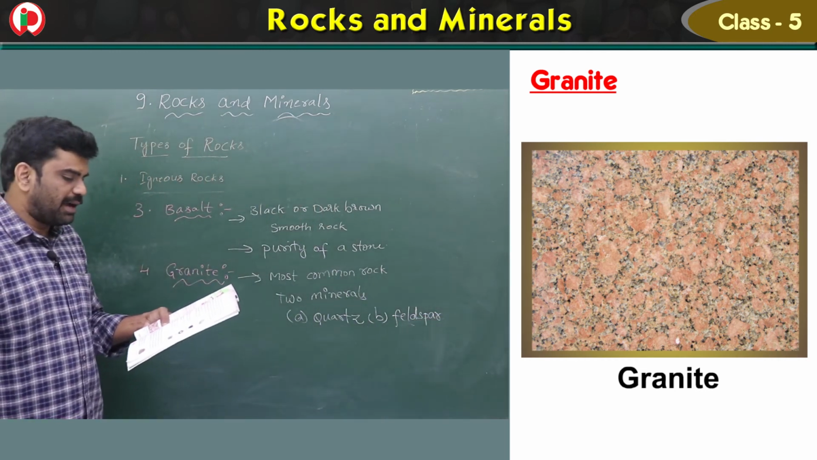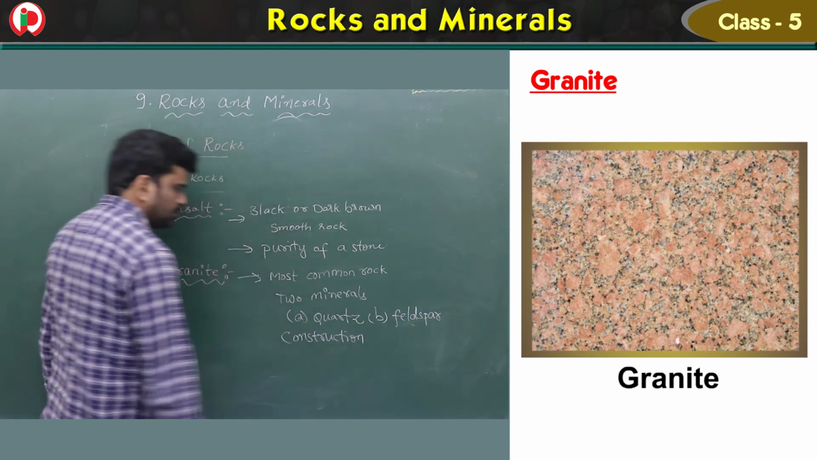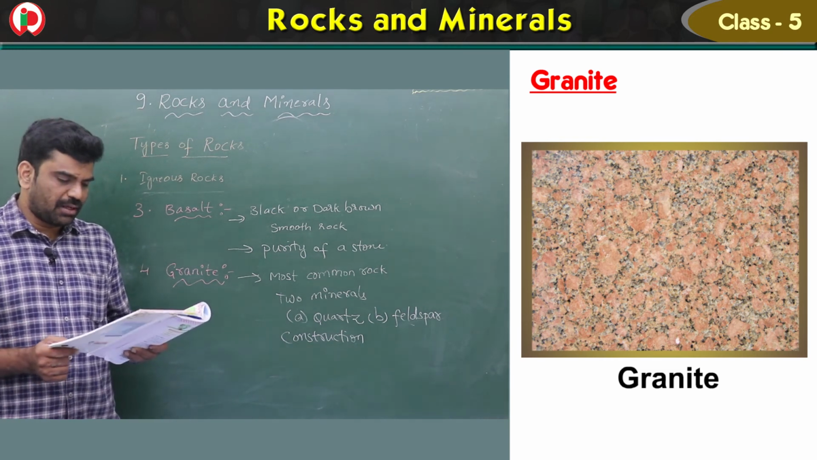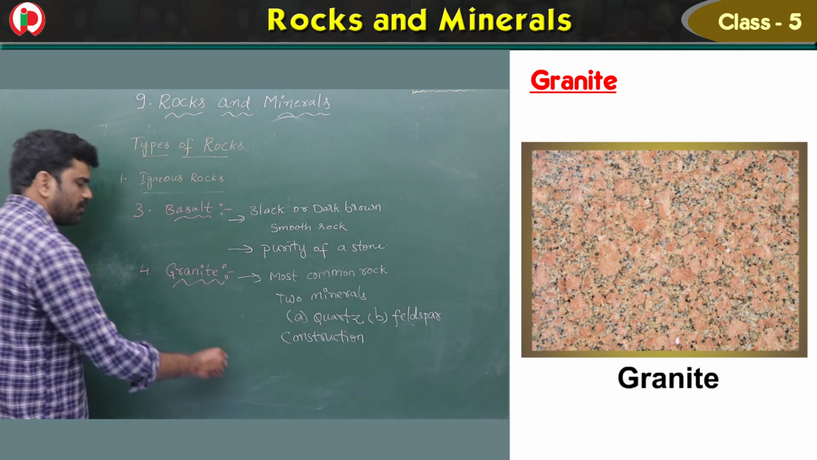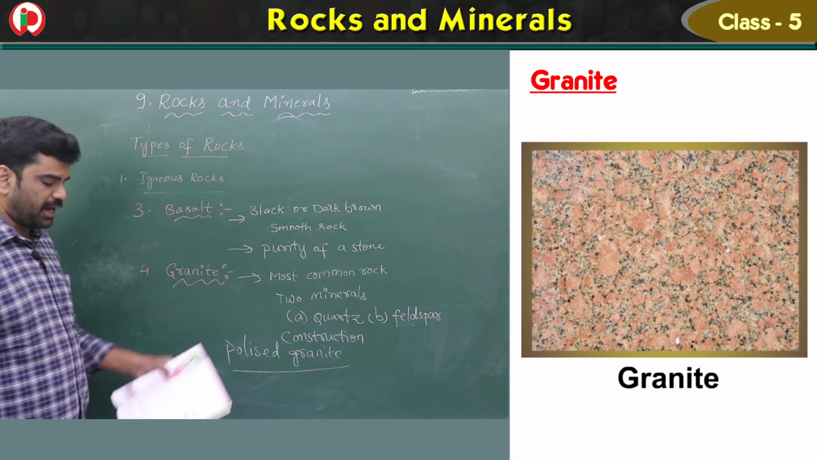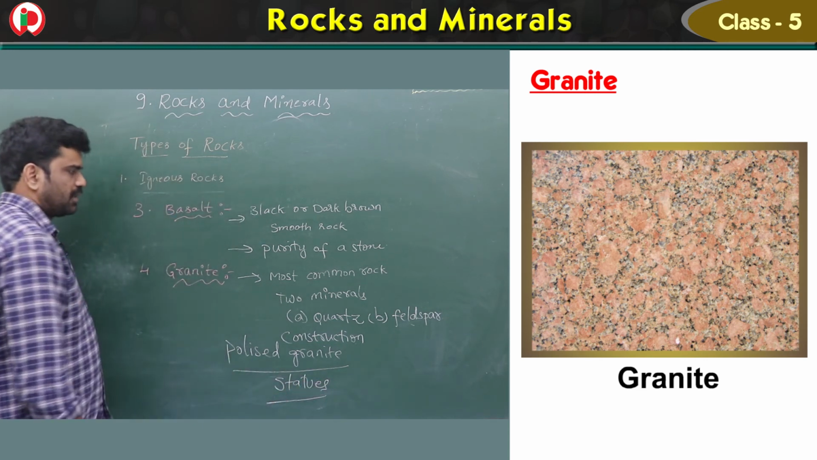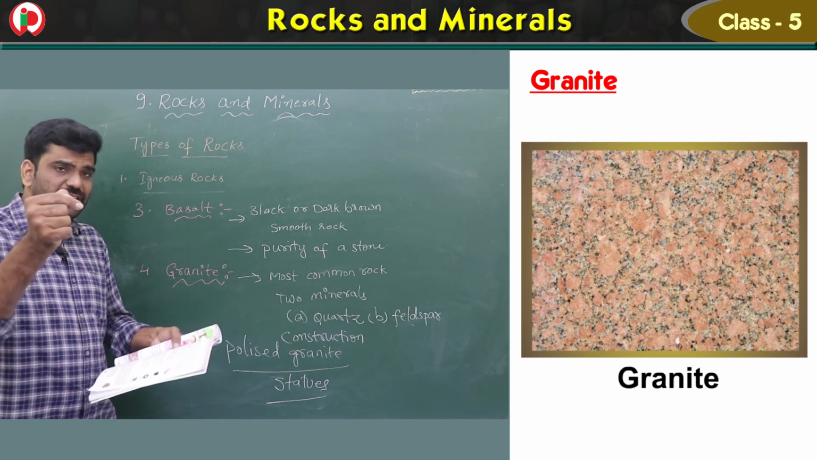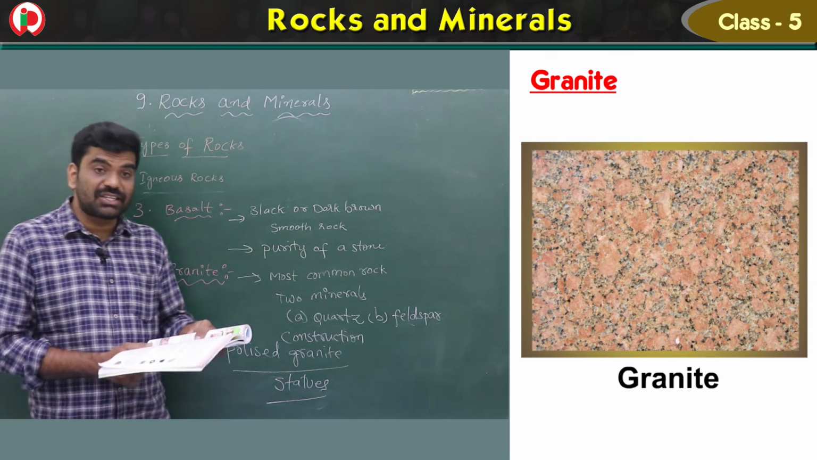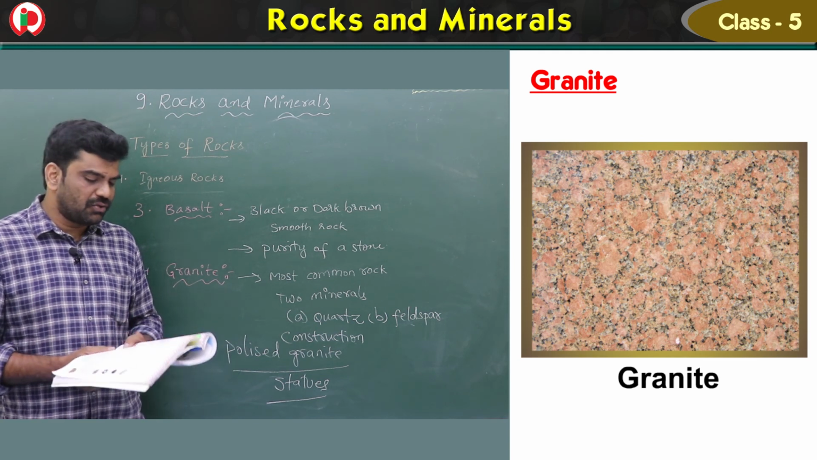Quartz and feldspar. It is widely used in construction. Granite is helpful to make the floors in construction. Polished granite is used for flooring. So for flooring, which one is used? Polished granite. It is also used for making statues. Once again, granite is the most common rock made up of two minerals, quartz and feldspar. It is widely used in which field, children? Construction. Polished granite is used for flooring. It is also used for making statues.